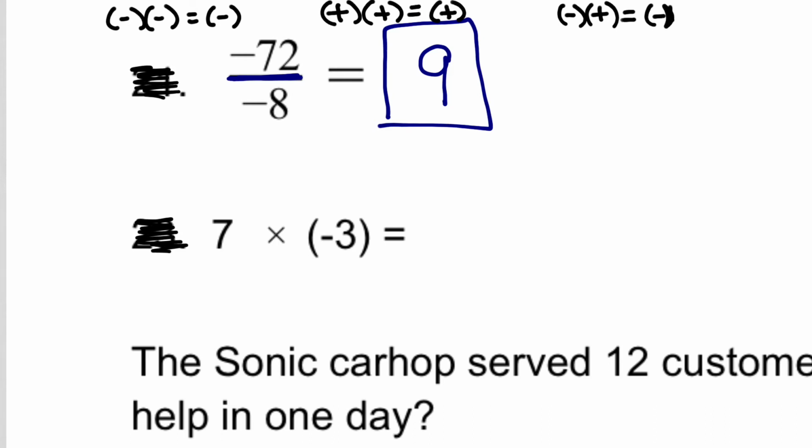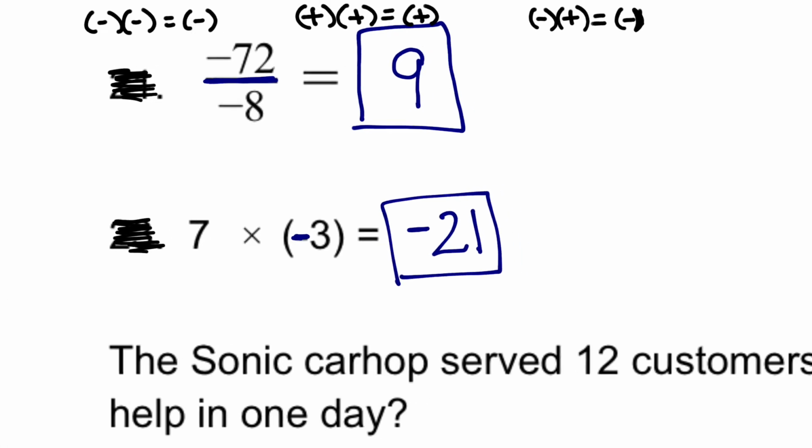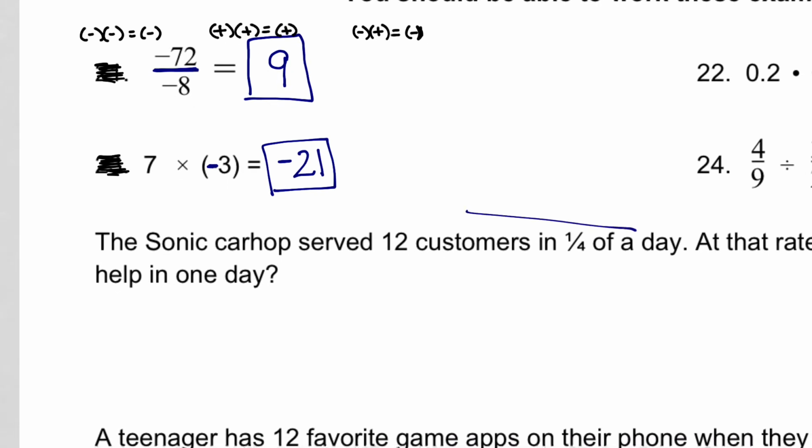So what situation are we running into here? Well, here, we're multiplying a 7 and a 3, but we've got one of them as a negative. So we know our answer is going to be negative. And then we just look at the numbers. 7 times 3 is 21. Easy peasy.